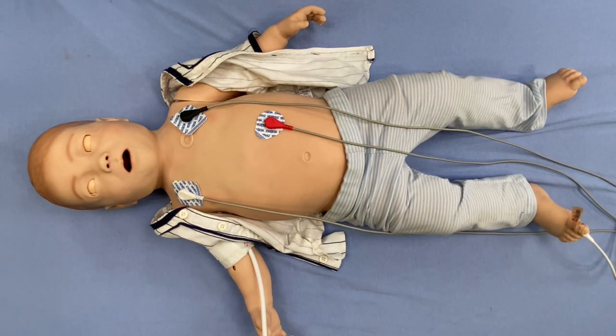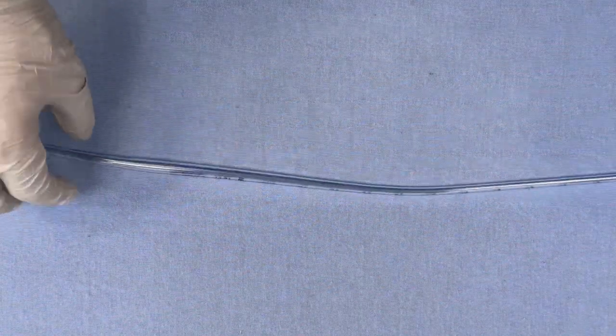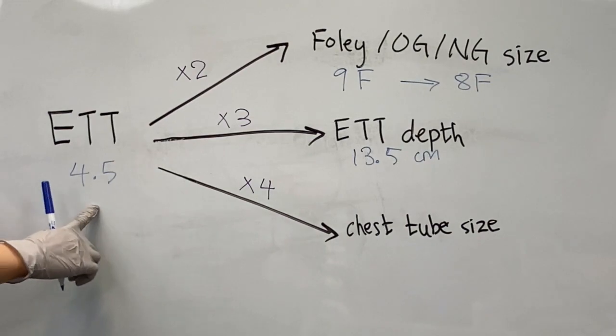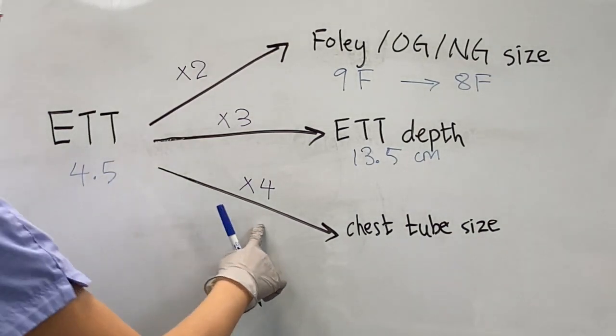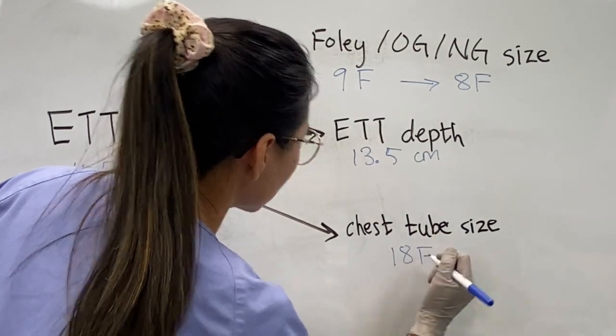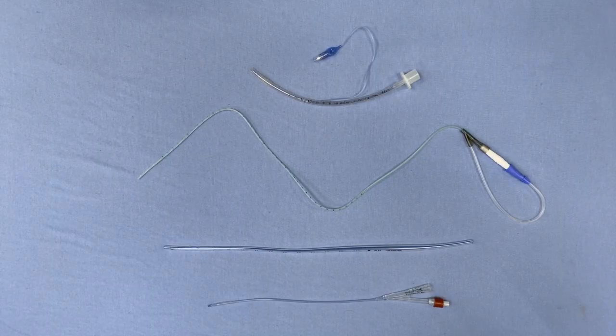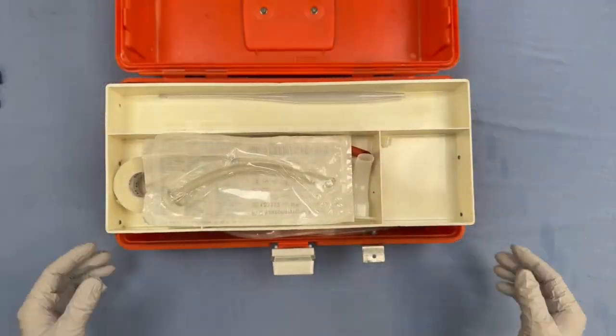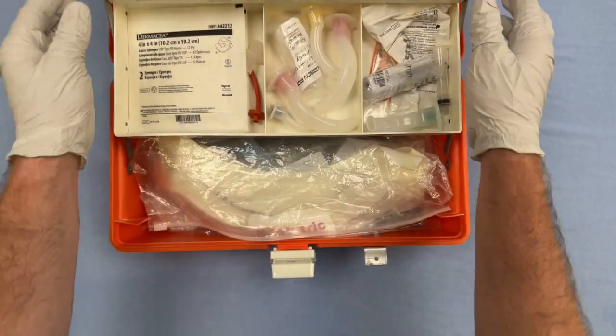You decide to put in a traditional chest tube. To know the size of the chest tube, you multiply the ET tube size by 4. 4.5 multiplied by 4 gives you 18 French. But if you don't have the calculated size available, round down to a smaller size. This particular manufacturer does not make size 18, so we will use size 16 instead.